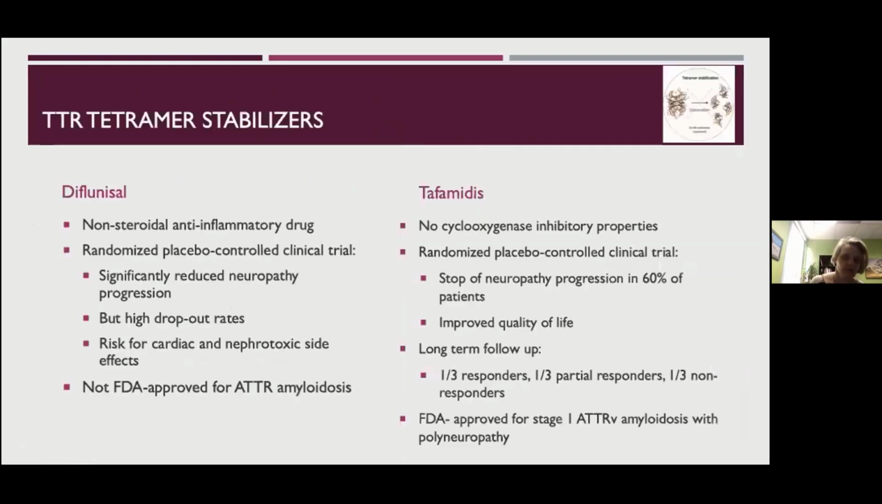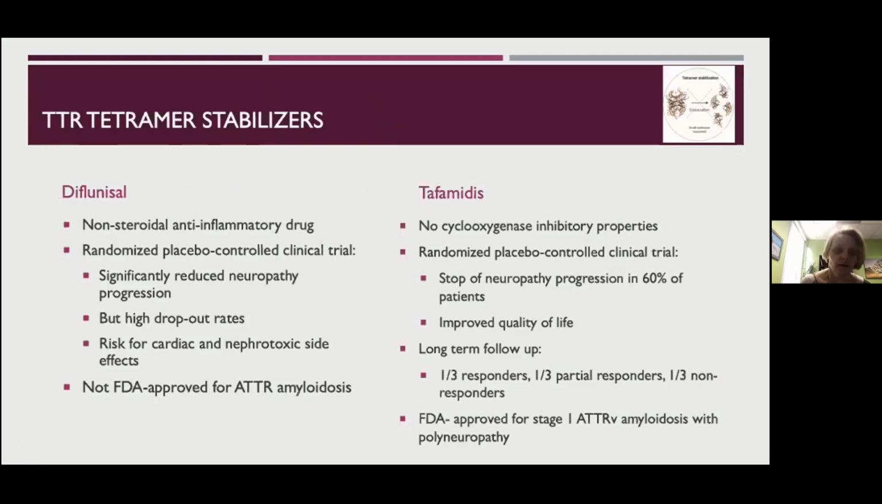The stabilizers were discovered first. Diflunisal is one of them. It's a non-steroidal anti-inflammatory drug. In a randomized placebo-controlled clinical trial, it showed significantly reduced neuropathy progression, but the trial had high dropout rates, and risk for cardiac and nephrotoxic side effects dampened enthusiasm. It's still not FDA approved for ATTR amyloidosis.